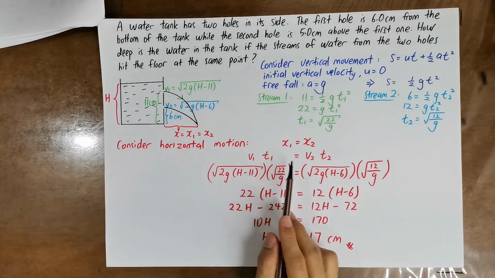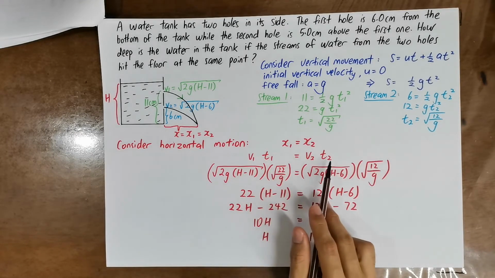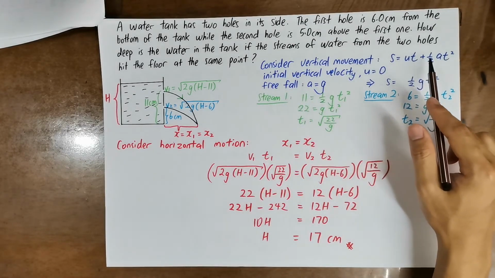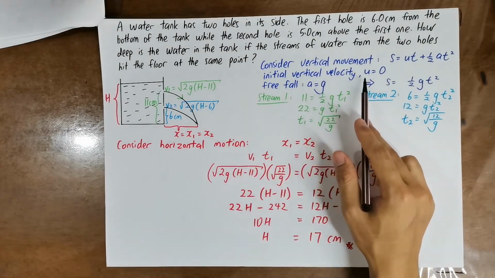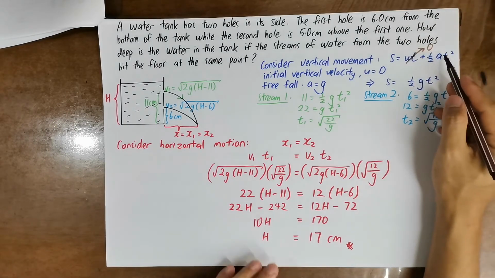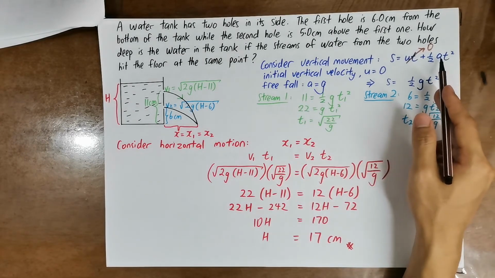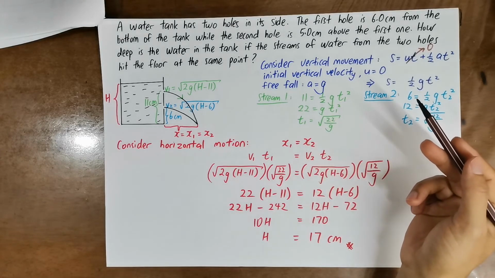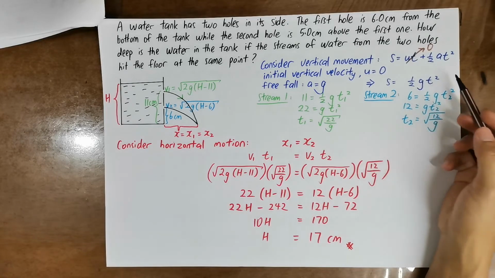But now you need T1 and T2 so that you can solve the whole question. So now we are going to find T1 and T2. Let's consider vertical motion: S equal to ut plus half at squared. The initial vertical velocity is 0, so this term is 0. And what is your acceleration? When you are in a free fall, your acceleration is the gravitational acceleration, 9.81 meter per second squared. So S equal to half gt squared.